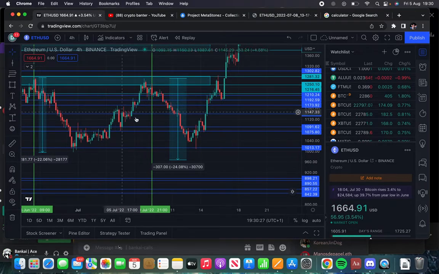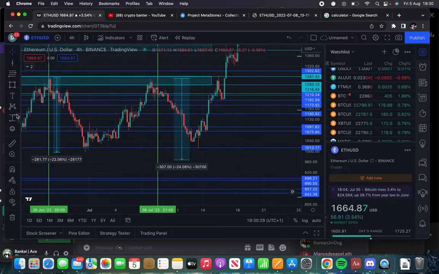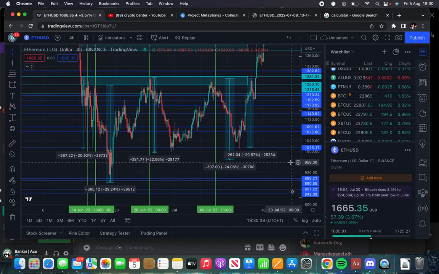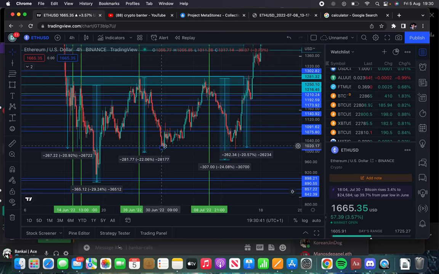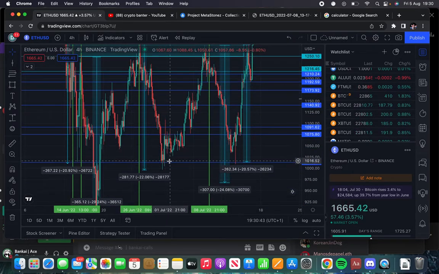And that was also in confluence with this target right here, a target that I mentioned in many posts before this anyway, in confluence with this low, right there.